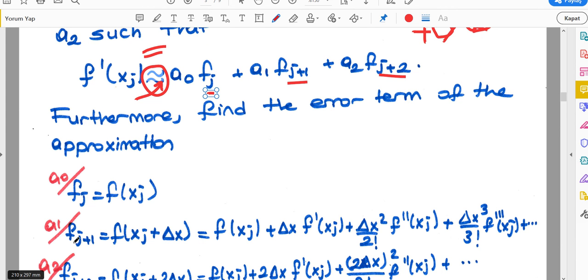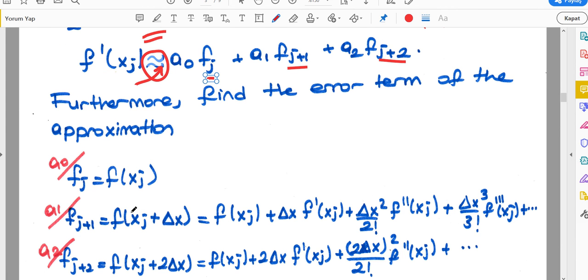Okay, so f_{j+1} means what? It means f of x_j plus delta x. And f_{j+2} means two steps later. So from my location, I will go to the version two steps later, which is x_j plus 2 delta x.